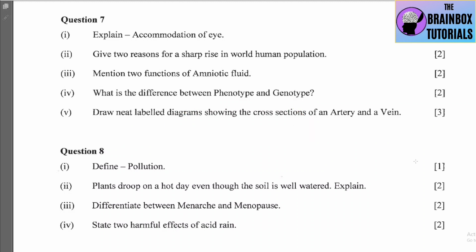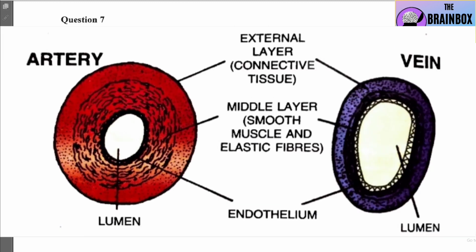Now 7.5 is draw neat labeled diagrams showing the cross sections of an artery and a vein, and this is for 3 marks. So you can draw these diagrams and you will label like this.